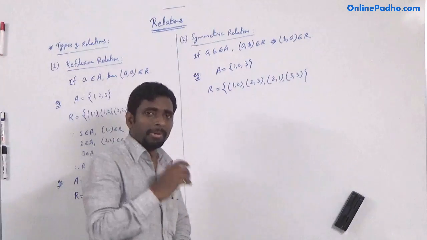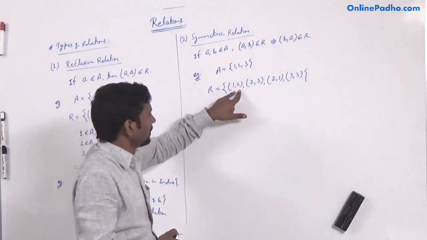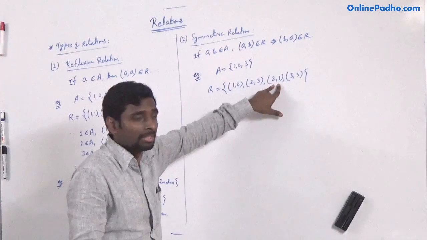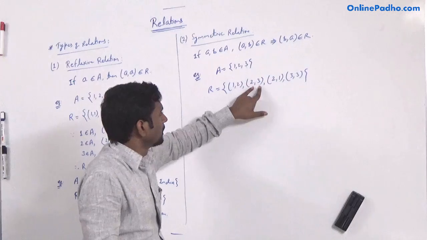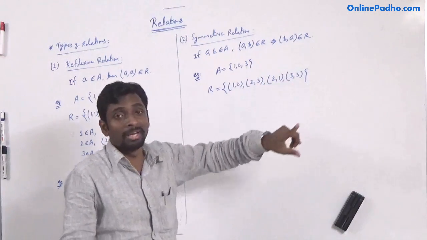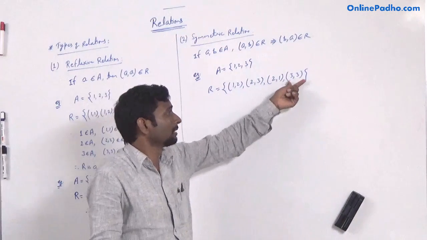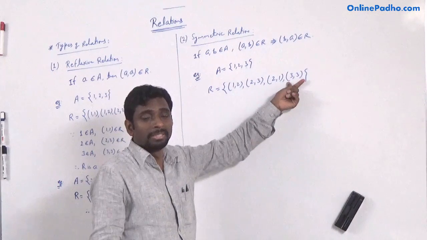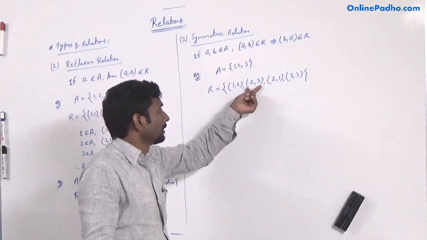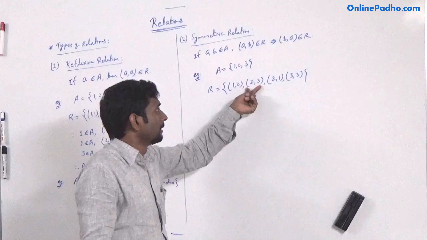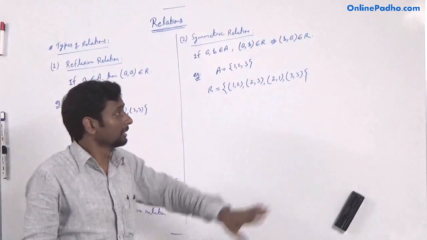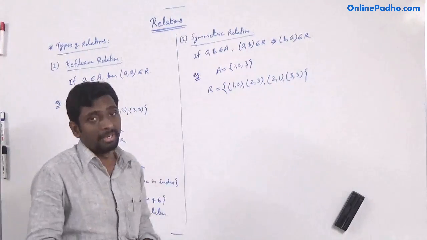To satisfy the symmetric relation, if (1, 2) is an element of the relation, then (2, 1) must be an element of the relation. If (2, 3) is an element of this relation, then (3, 2) must belong to the relation. But in this case, (3, 2) is not an element of this relation. (2, 3) is an ordered pair that lies in this relation, but (3, 2) does not lie in the relation. So this relation is not a symmetric relation.